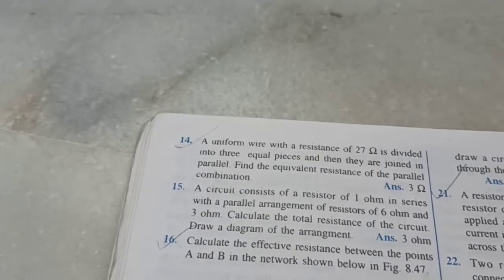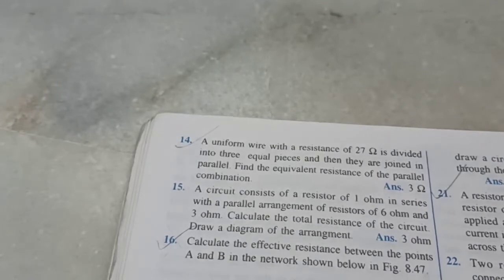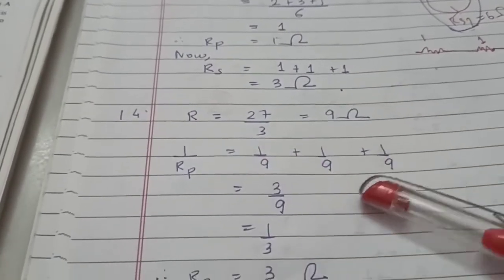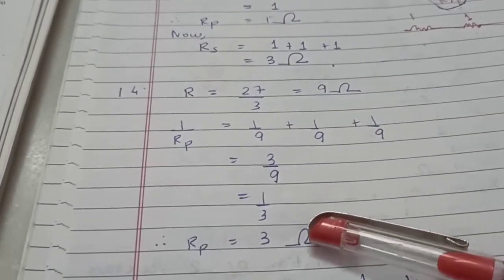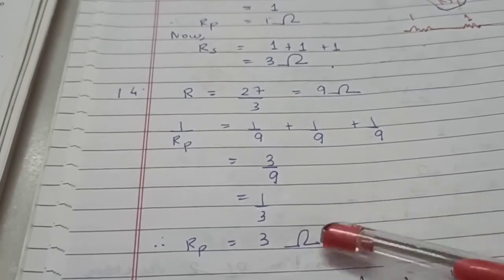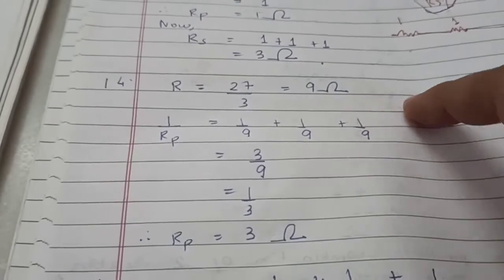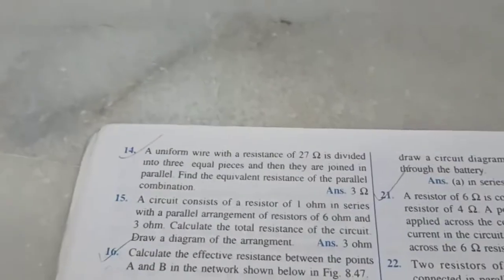Now the 14th sum. A uniform wire with a resistance of 27 ohm is divided into 3 equal pieces. Okay, that means each piece is 27 upon 3, 9 ohm. And then they are joined in parallel. Okay, so parallel connection would be 1 upon 9 plus 1 upon 9 plus 1 upon 9. And don't forget the reciprocal in the end. So now the resultant is just 3 ohm. Imagine if they were connected in series, it would be 9 plus 9 plus 9, 27, which is what was given in the question.